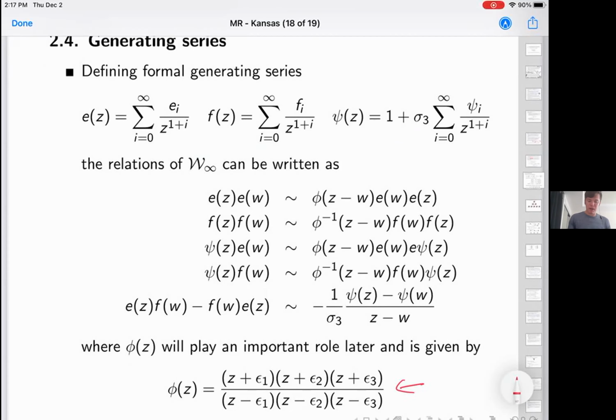You should be thinking about these relations as encoding all the relations from the previous slide by first multiplying by the denominator of phi on the right hand side of each of the relations, and then expanding around infinity in both z and w, and identifying the coefficients on the right and left hand side gives exactly all the relations above.